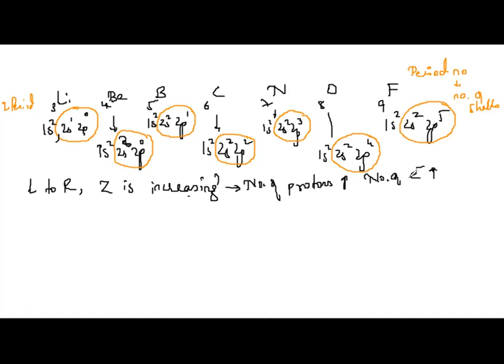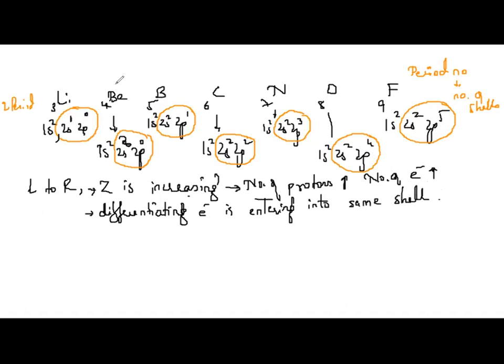What I want to study about electrons is, observe. Here, the last electron is entering into the second shell. Here, the last electron is entering into the second shell. Here too, the last electron is entering into the second shell only. These are subshells. So, in a given period, the last electron, the differentiating electron, is entering into the same shell, correct? There is no new shell created.